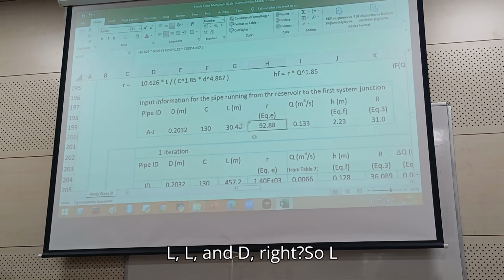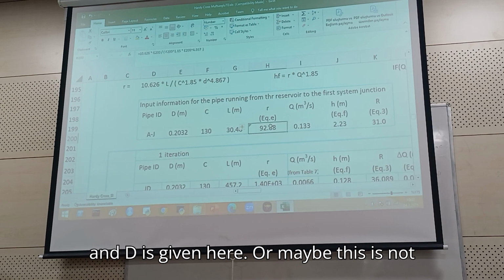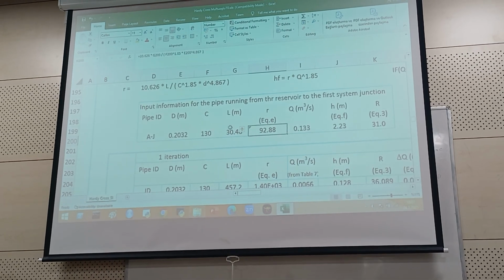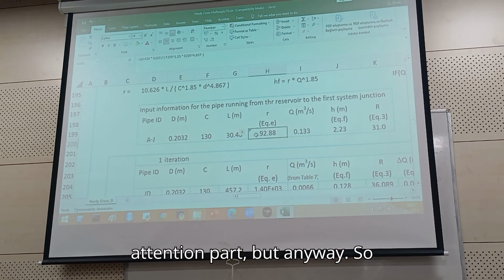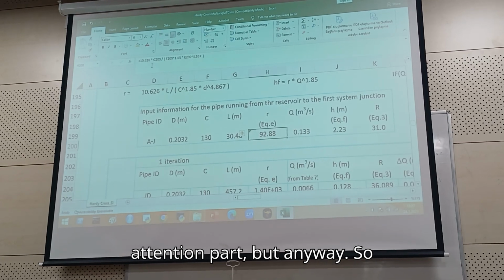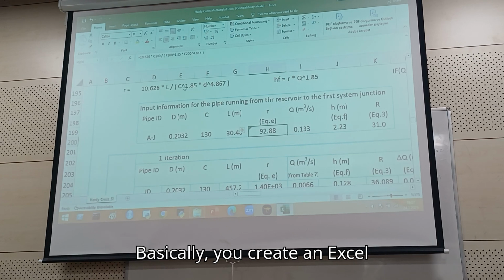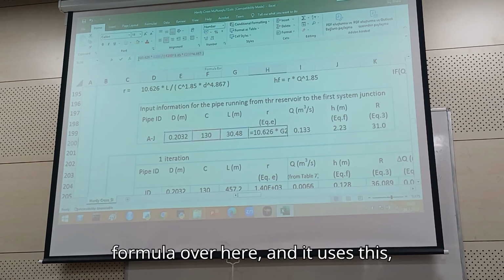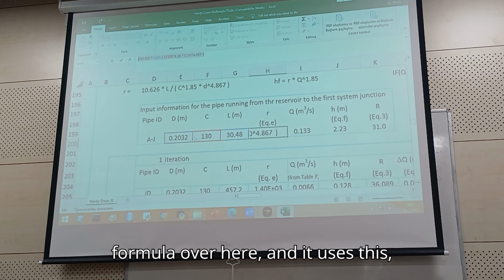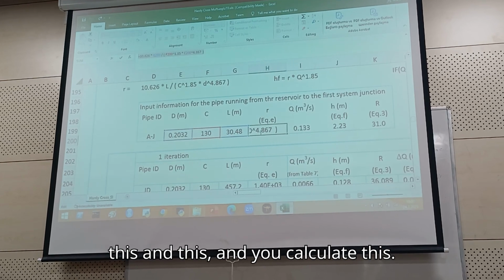L and D, right? So L and D is given here. Maybe this is not the most attention needed part, but anyway. You just write all the parameters. Basically, you create an Excel formula over here, and it uses this, and this, and you calculate this.